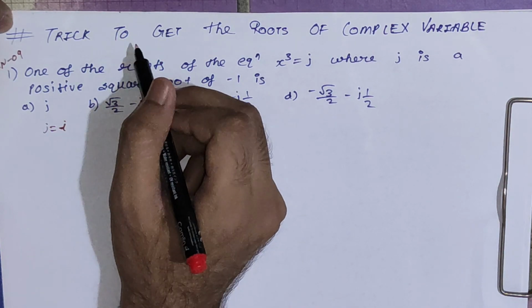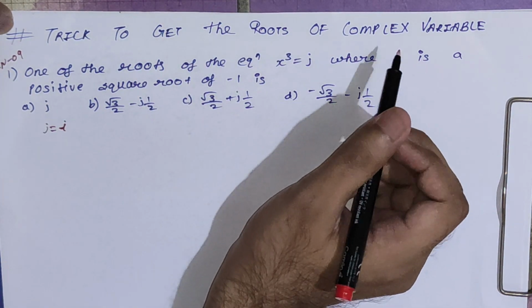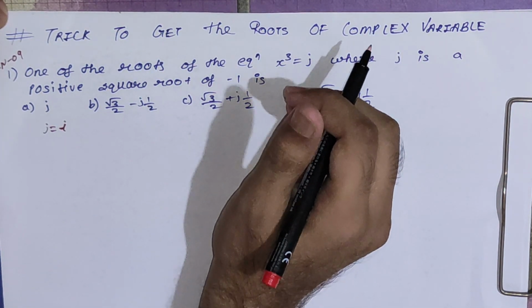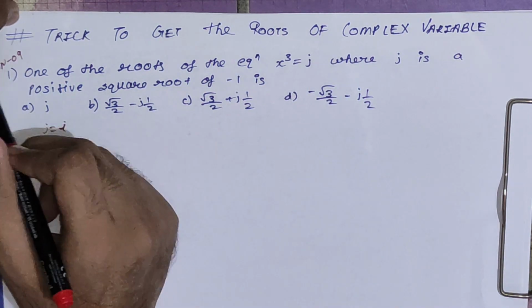Hello friends, today we are going to see the trick to get the roots of a complex variable. So let's jump directly to the sum, and then only we will see the trick. Okay, so the first sum is of IN09.